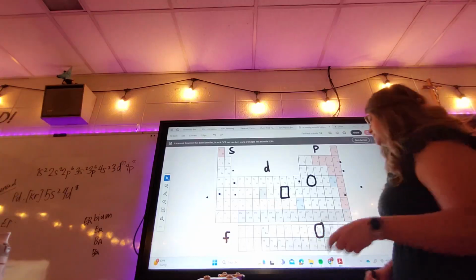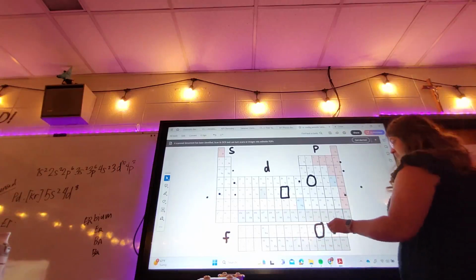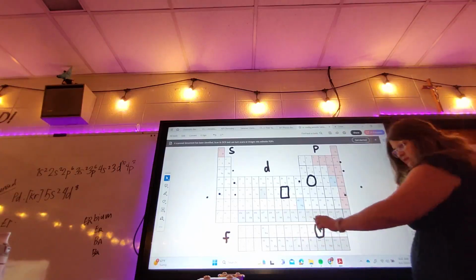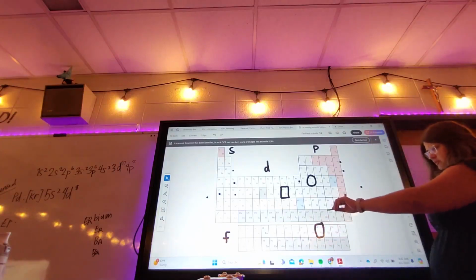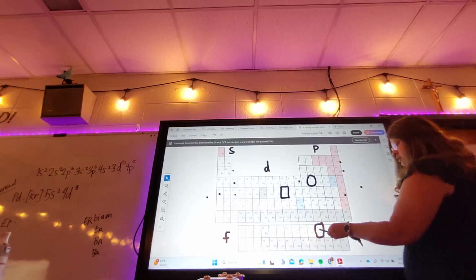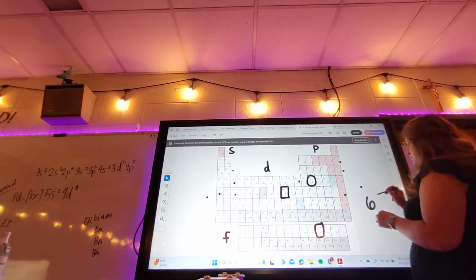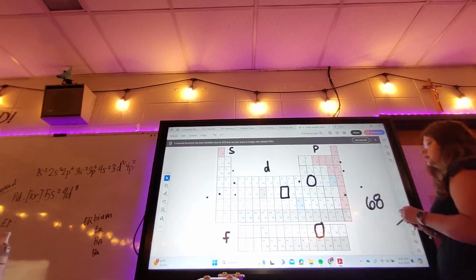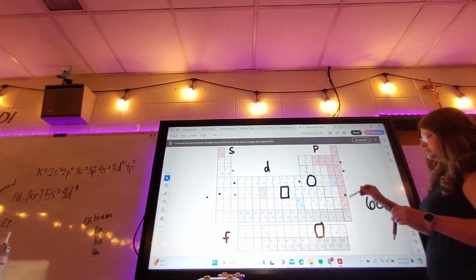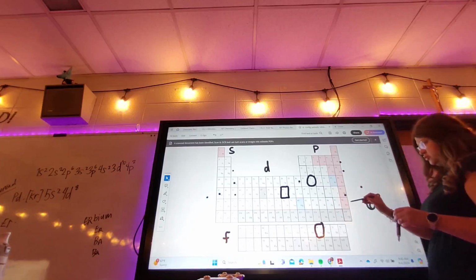All right, so back to erbium. I need to find his previous noble gas. This is a little bit harder because spatially it looks weird. So I'm going to look at the number. If my element's number is 68, which one of these noble gases will be the one right before it? Should I choose 86 or 54?